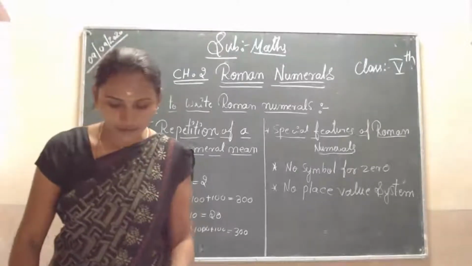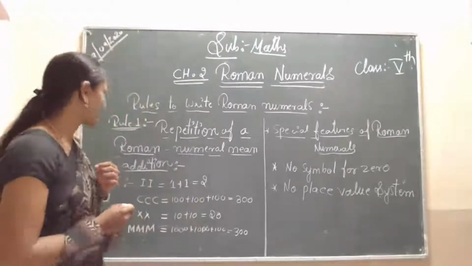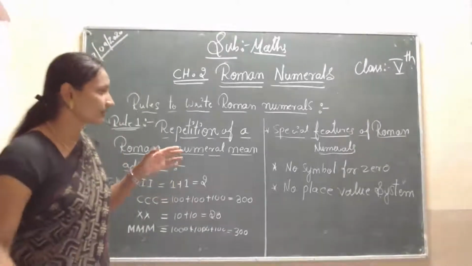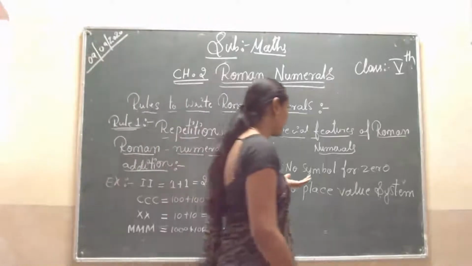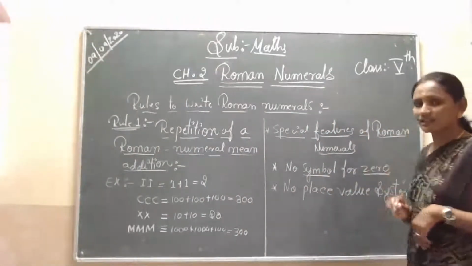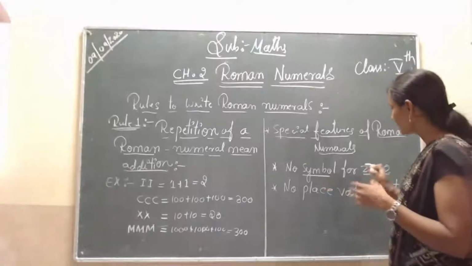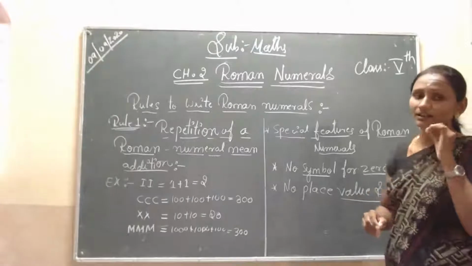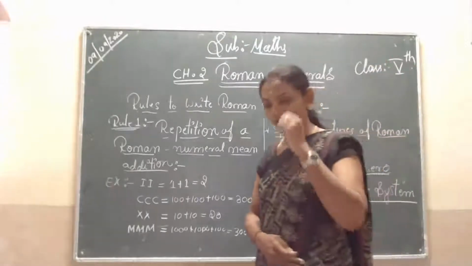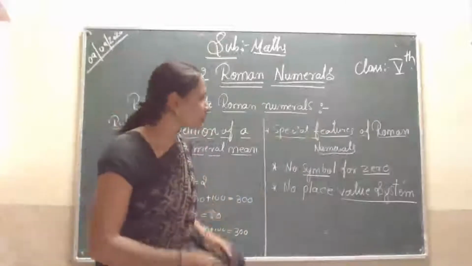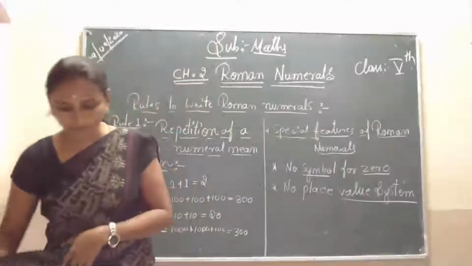Okay, students, let me give some notes and some important points. This is a special feature: there is no symbol for 0, and no place value system in the Roman system. Yes, students, there is no zero, and place value is not used in the Roman system.